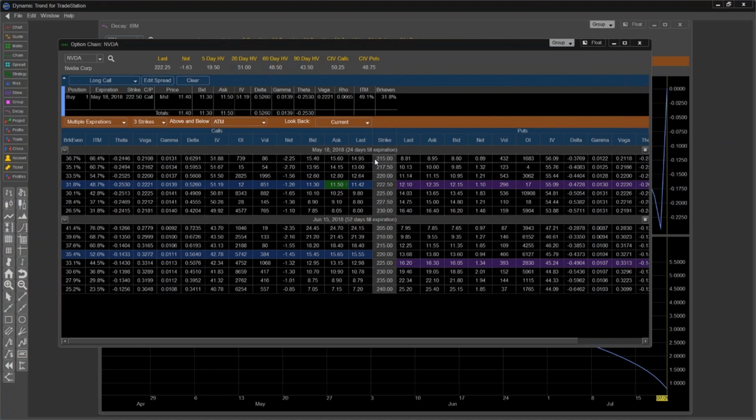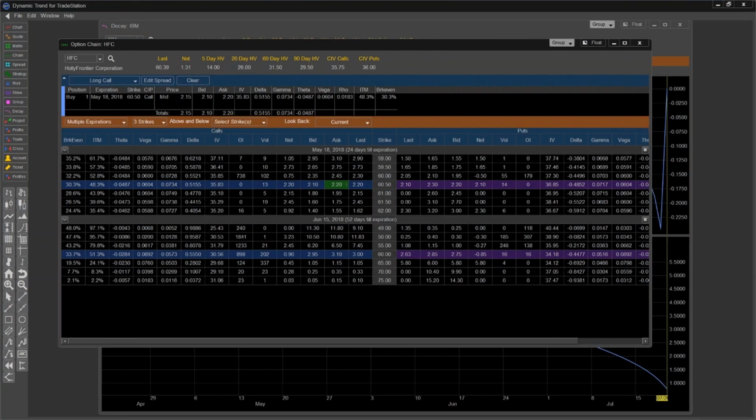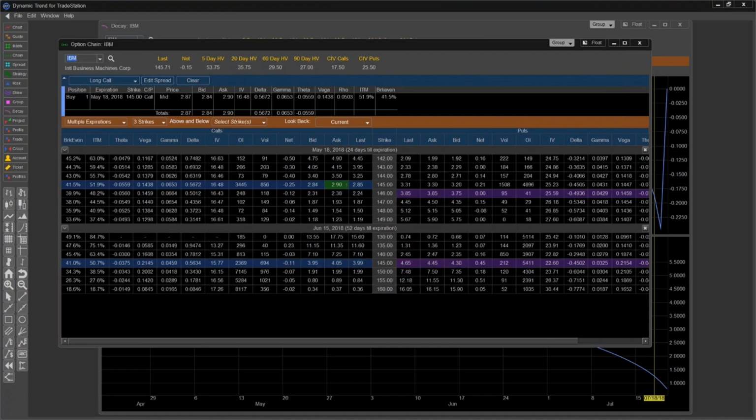Now, if you go back to IBM again, the volatility we talked about, but what is more important is this. Everybody should know what the delta is. I don't know why I didn't get IBM. Let me just get IBM. The delta for this particular strike at 145 is 0.56.